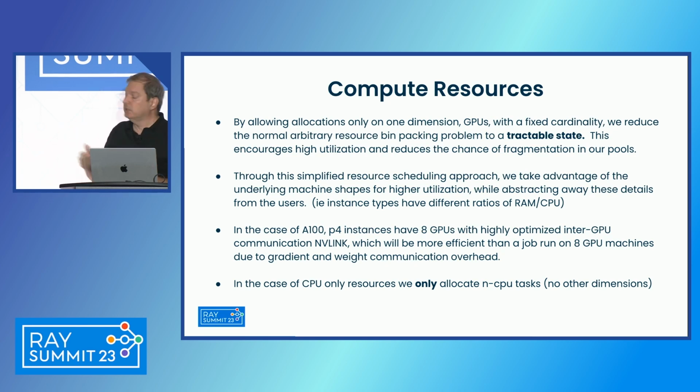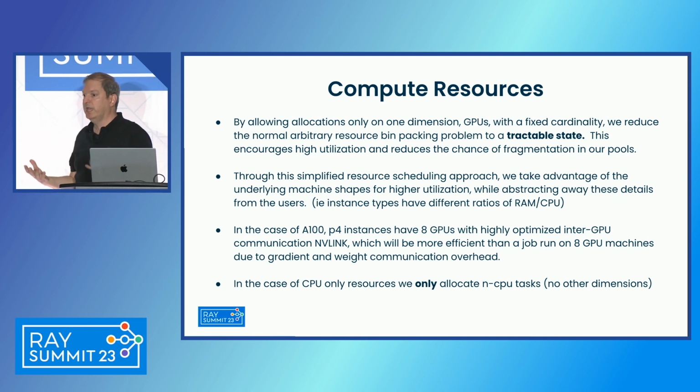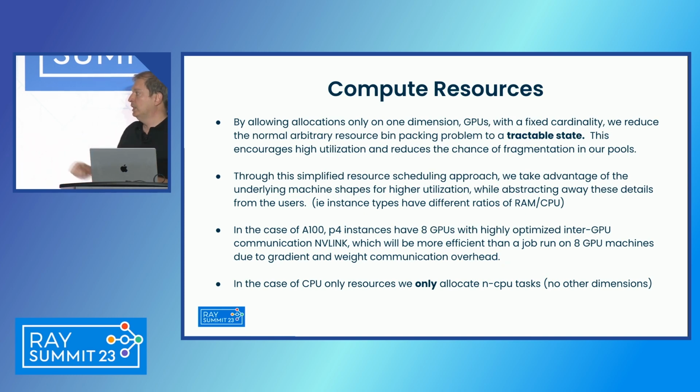Another example is that in the case of A100, the P4 instances have only 8 GPUs. And they are meant to be used all 8 GPUs at once, because they are linked with NVLink, which is a high bandwidth communication between GPUs. So we mean for these machines to be used 8 GPUs at a time. In the case of CPU only, we also use one dimension, which is the number of CPUs that you need, instead of also specifying the RAM or the network.